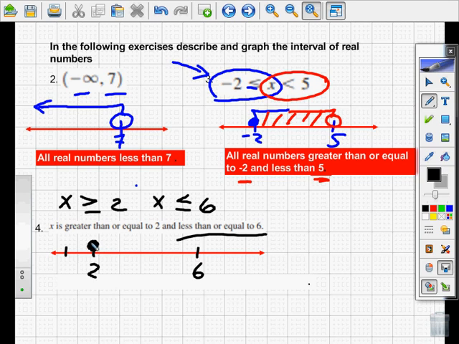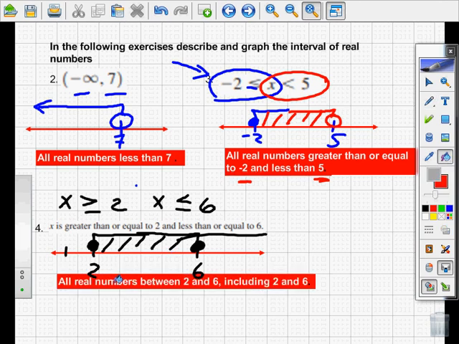Okay, this compound includes it, and the numbers that are greater are always to the right. And then it says that x is less or equal. It also includes it, and is to the left. If we find this description now, we will see a little difference from the last compound. It says all numbers between 2 and 6, including 2 and 6.